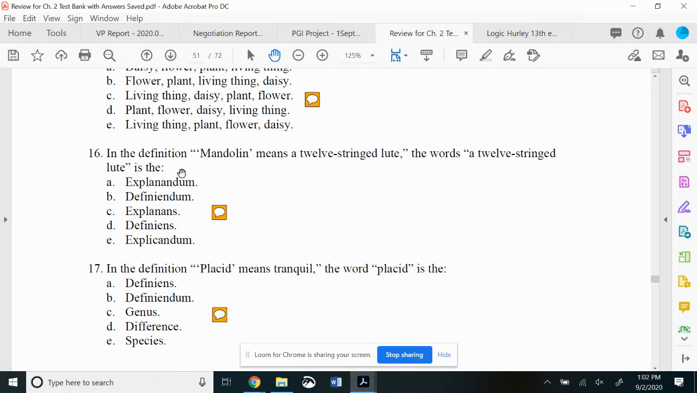The words 12-string lute is, and this is getting into a different part of your chapter now.